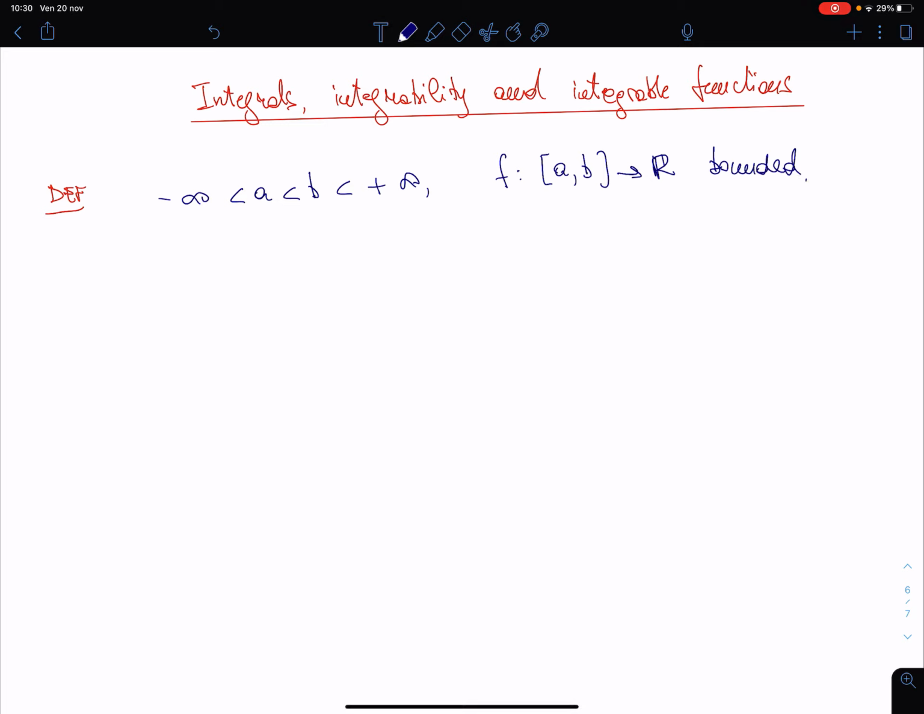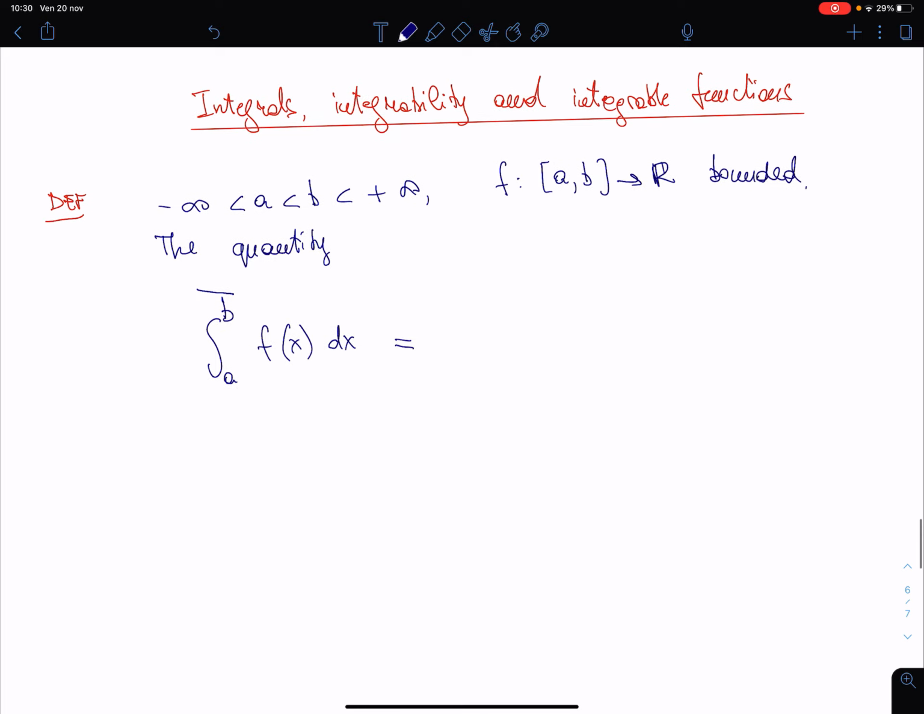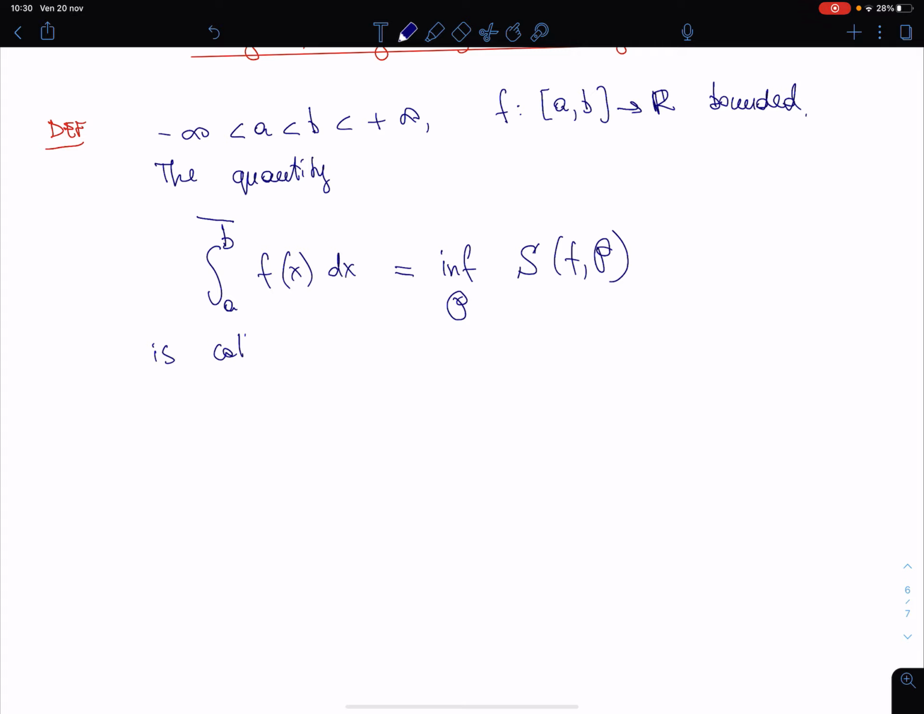But for the rest, we have that the quantity, and here we introduce this strange symbol, this sort of big S of smooth sigma, AB, and we put here an upper line like that, f of x dx, is equal to the infimum among all the partitions P of the upper sums, and this is called the upper integral of the function f in the interval AB.